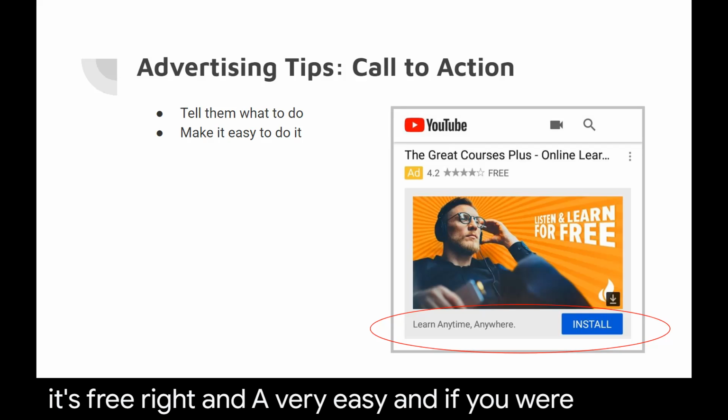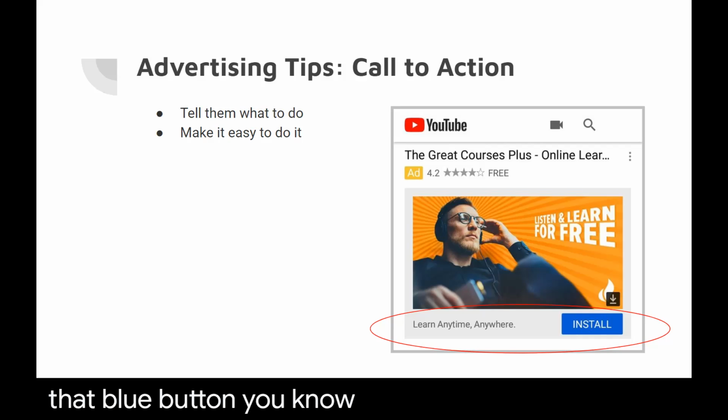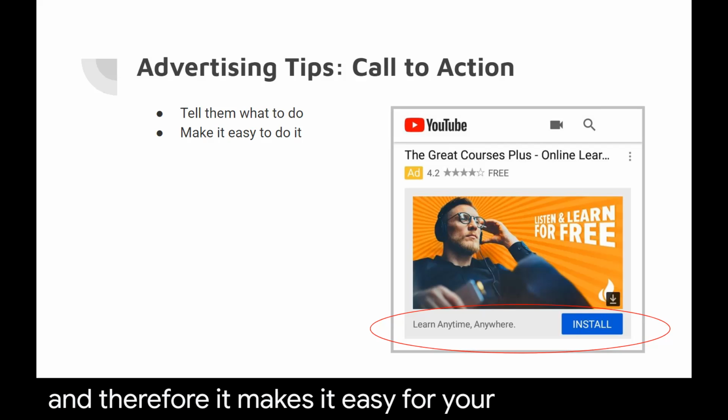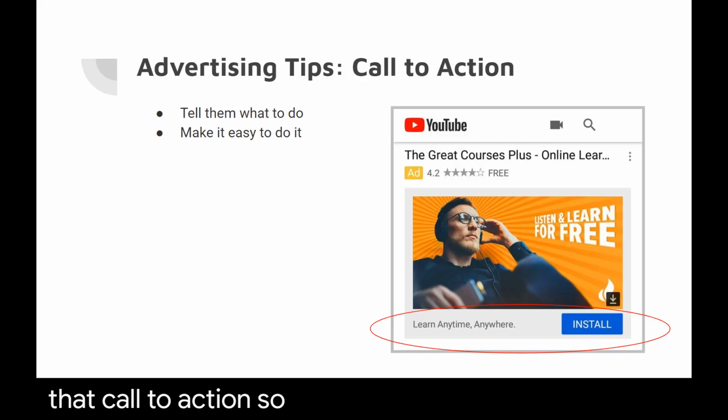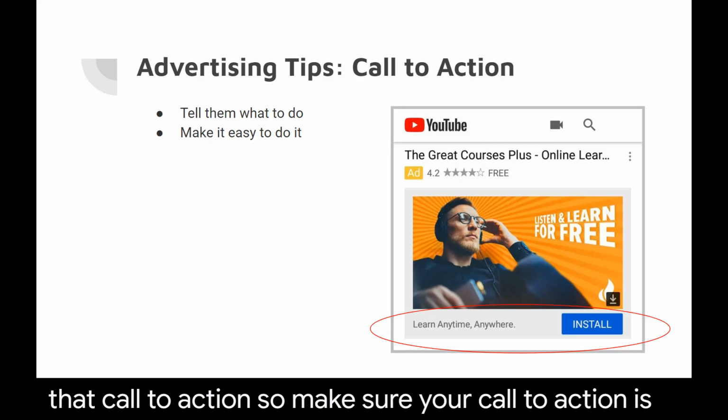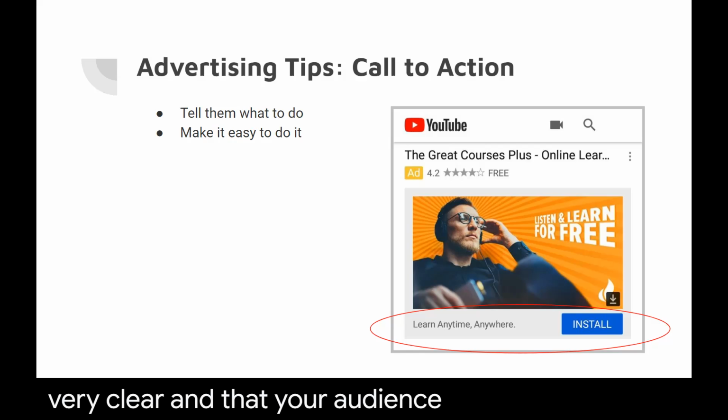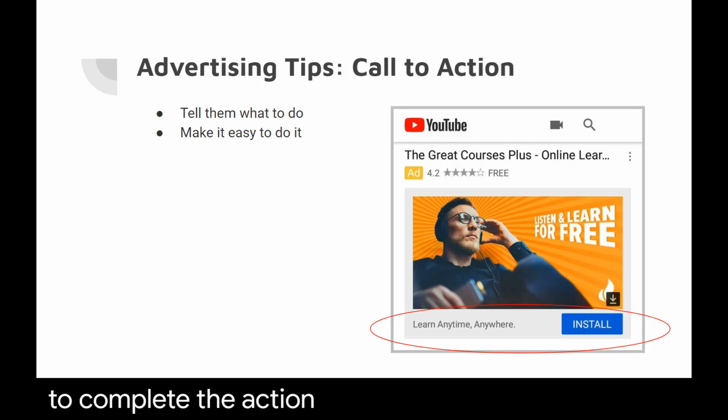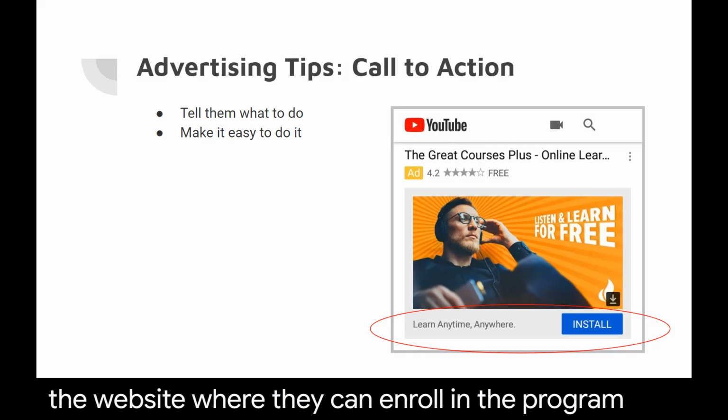And if you were to hit that blue button, you know that the app would install, and therefore it makes it easy for your audience to do that call to action. So make sure your call to action is very clear and that your audience understands how to complete the action. If it is getting someone to enroll in a program, then you need to provide them the website where they can enroll in the program easiest.